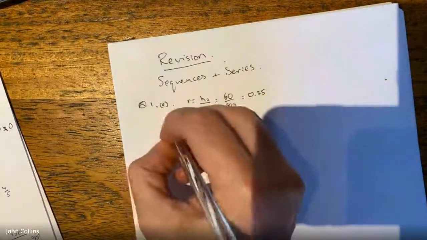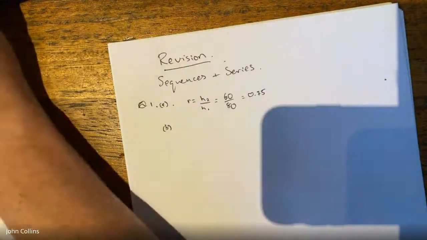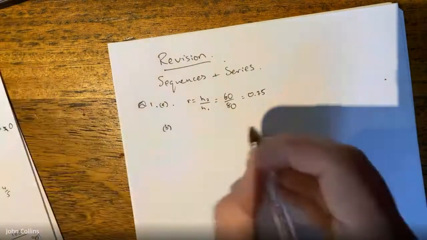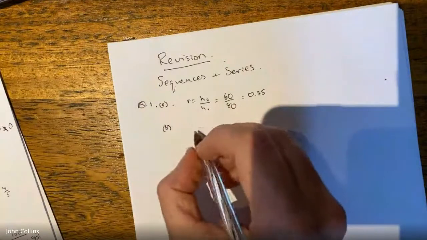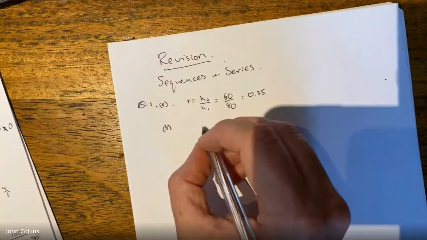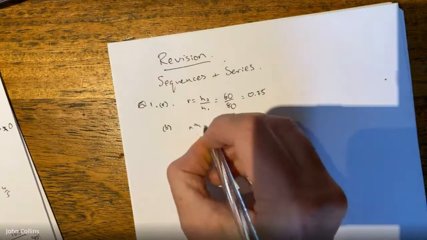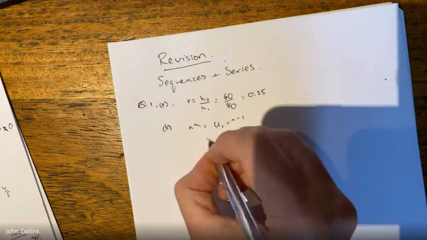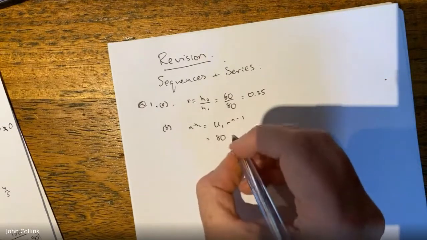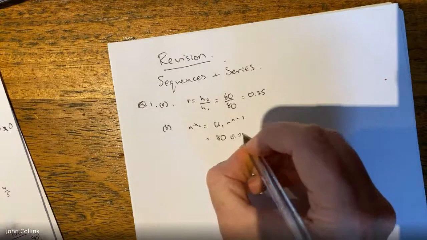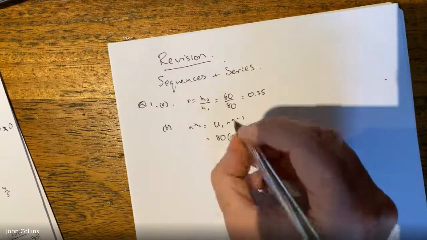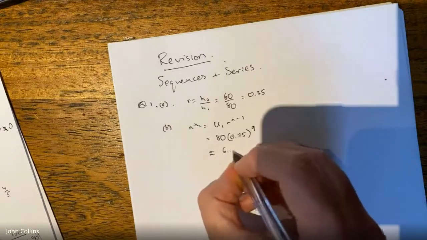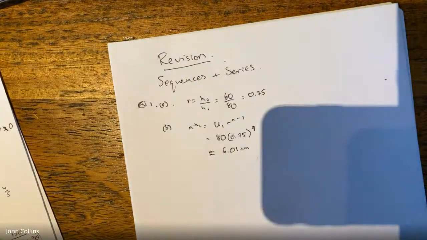And then part B, you're looking to find the height of the ball on the 10th time. So that would be this happening 10 times, so you're looking for, I suppose, U10. The nth term in general would be, I'll use this formula, u1 times r to the n minus 1. The first term was 80 centimeters, the ratio you just found was 0.75, and if it bounces 10 times, it's going to be 10 minus 1, which is 9. Calculator out, and it approximately equals 6.01.